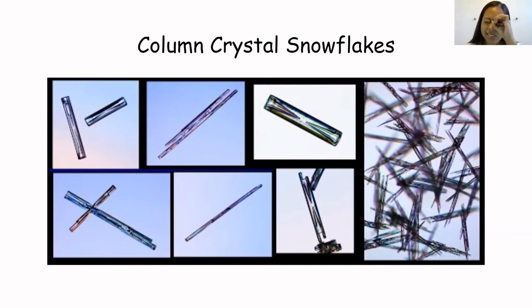And those are the ones, remember, we have to look at really small with a microscope. They're really tiny, but that's what they look like. It's kind of cool. Okay, so those are called column crystals. Let's look at the next one.